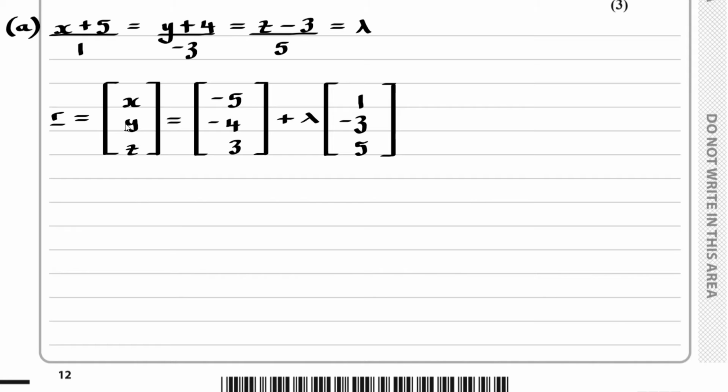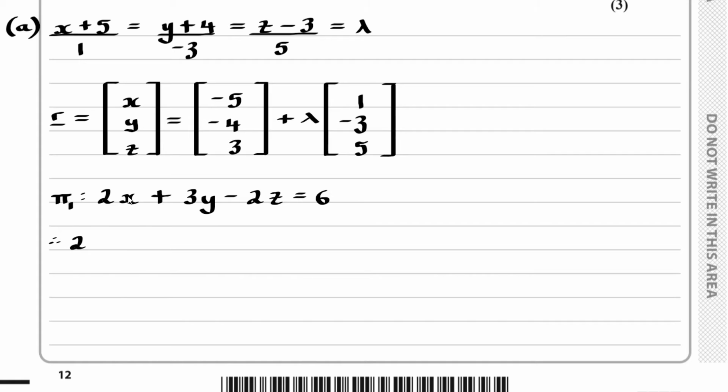I can also write this line L1 as r = (x, y, z) = (-5, -4, 3) + lambda (1, -3, 5). Now I've got this plane pi1, given by 2x + 3y - 2z = 6. What I can do is find where the line L1 and pi1 intersect by replacing x with -5 + lambda, y with -4 - 3 lambda, and z with 3 + 5 lambda.